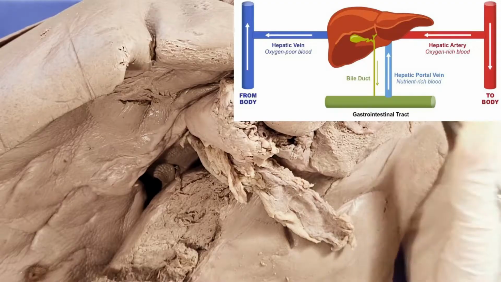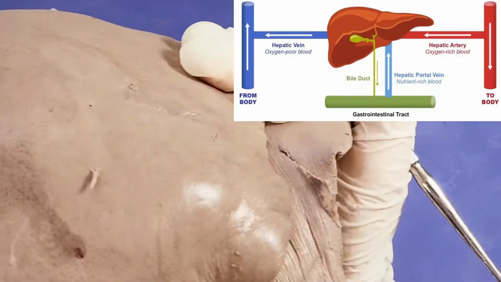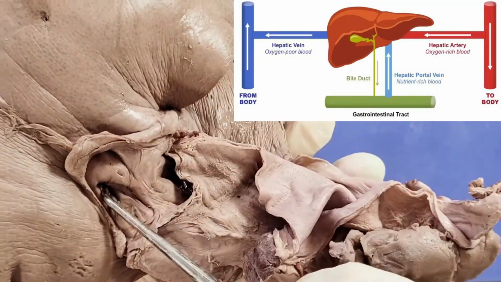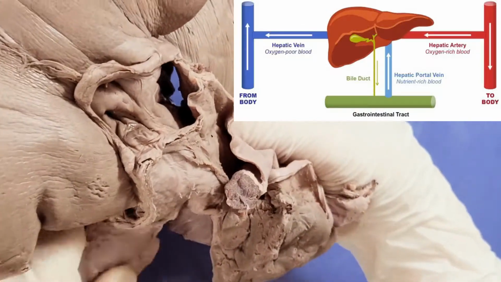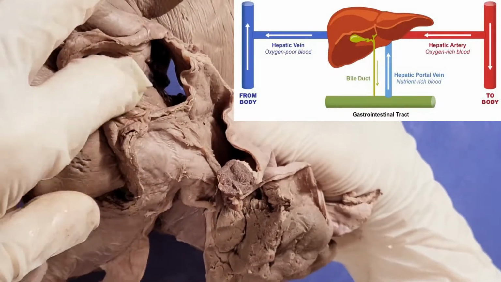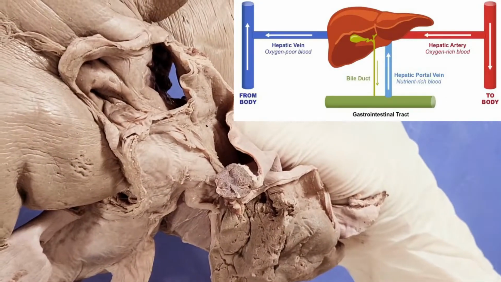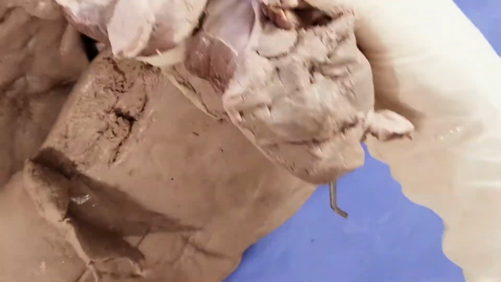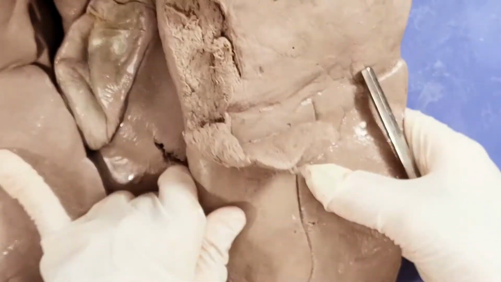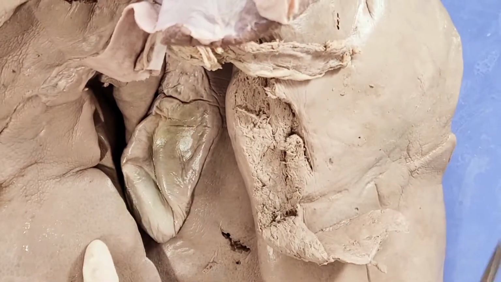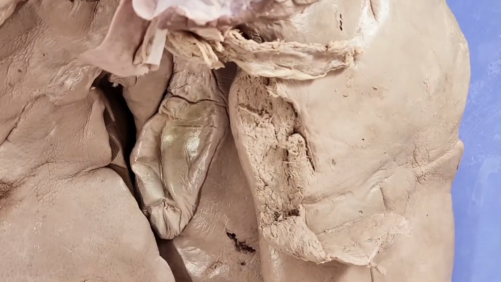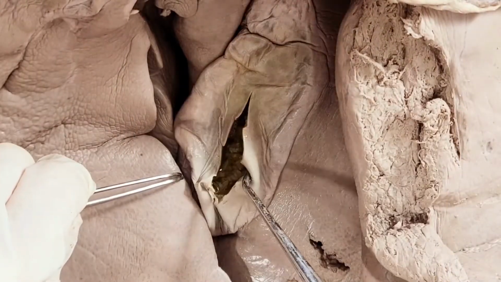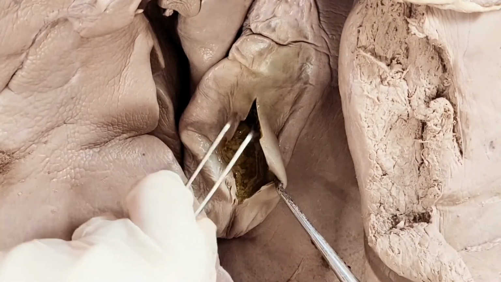And now the blood that entered the liver through these two sources leaves the liver through these hepatic veins. So these are the hepatic veins here, right here. And these drain deoxygenated blood from the liver into the inferior vena cava. Alright, so now that we're done with all of the structures, I'm just going to cut into the gallbladder. So now you can see all this green liquid inside the gallbladder, and this is the bile.